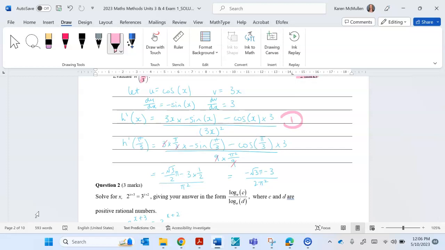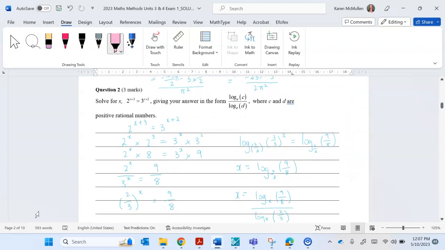Obviously you need to know your exact values, so we've got sine pi on 3 and cos pi on 3, and you can't go in assuming, oh, I don't need to know my exact values. You need to know your exact values. Hopefully you have realized by now a lot of past exam questions do have trig and do require you to know your exact values.